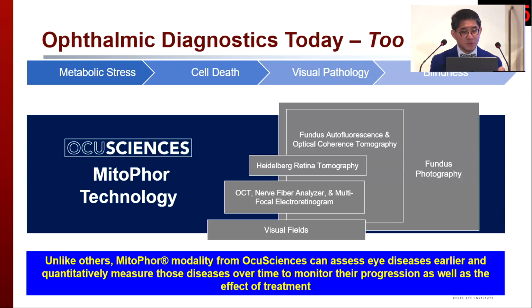So here is where this new device and this new technology come in, to look at mitochondrial function as a way of looking at the metabolism. The so-called mitophore modality from this instrument can help to assess eye disease earlier. This is the key fact, earlier, and quantitatively measure those diseases over time to monitor the progression. That's what we want, because right now we're more on the right. We want to bring all of us close to the left-hand side so we can detect the disease earlier.